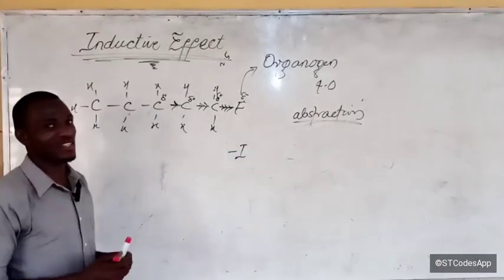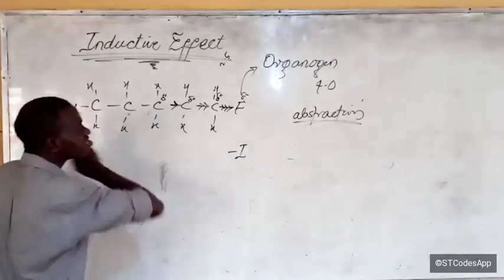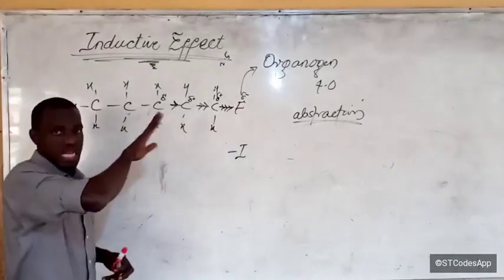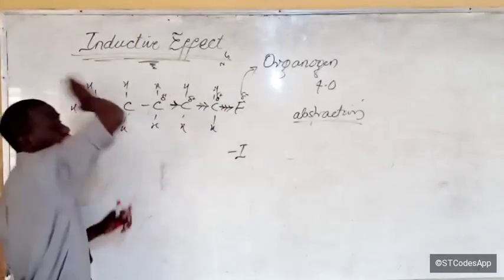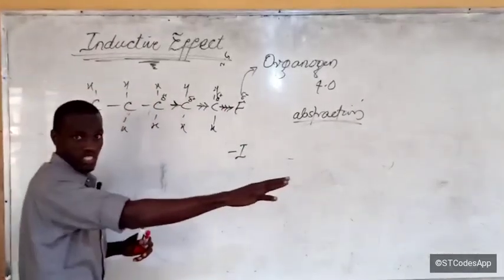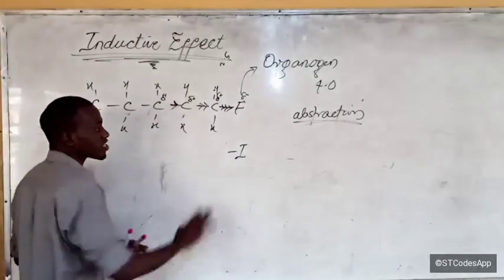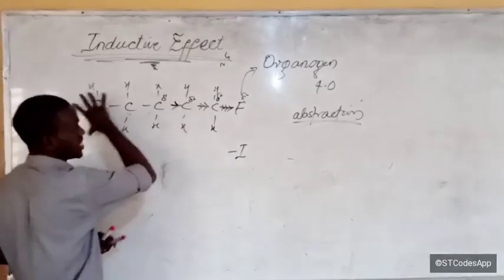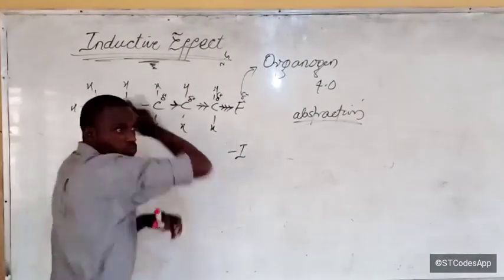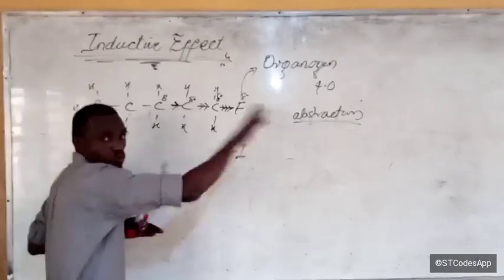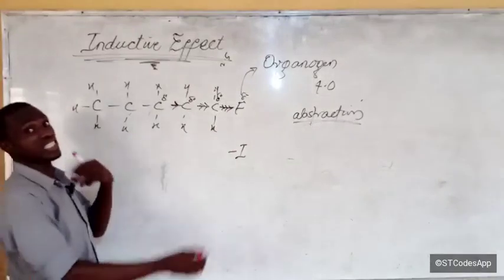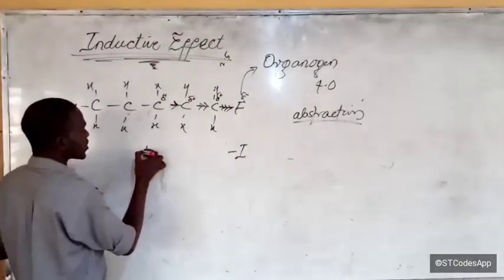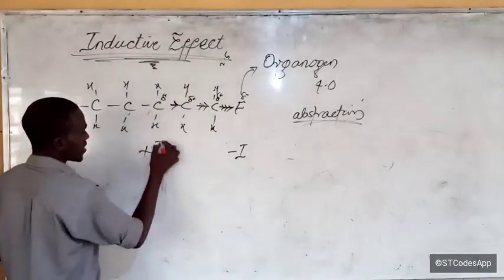And why is it negative inductive effect? Because it reduces our electron cloud. It reduces electron density in the chain, because electron density will not be towards one side. Do you understand? So because it reduces electron density in this chain and makes it unstable towards one side, it is called a negative I effect. Now there is the reverse, which is called a positive I effect.